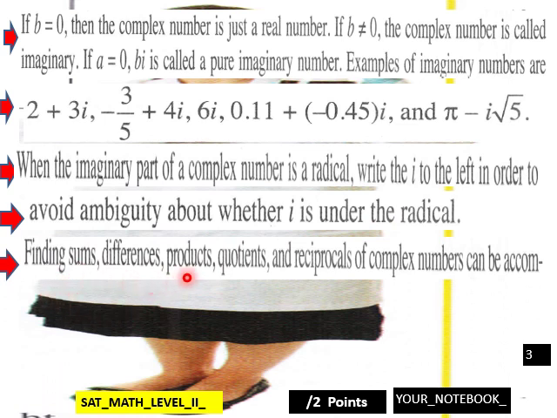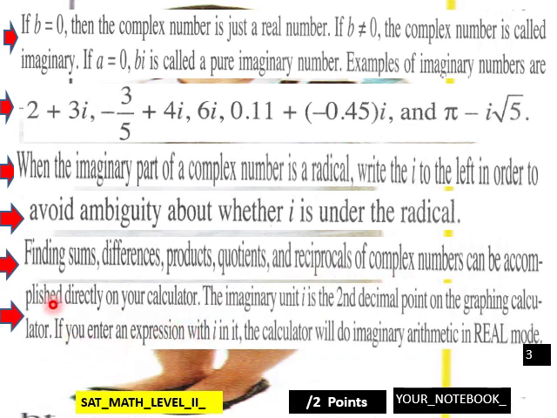Finding sums, differences, products, quotients, and reciprocals of complex numbers can be accomplished directly on your calculator. The imaginary unit i is the second decimal point on the graphing calculator. If you enter an expression with i in it, the calculator will do imaginary arithmetic in real mode.